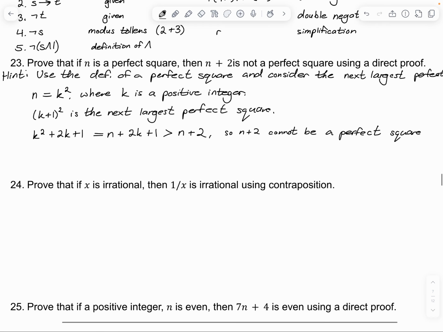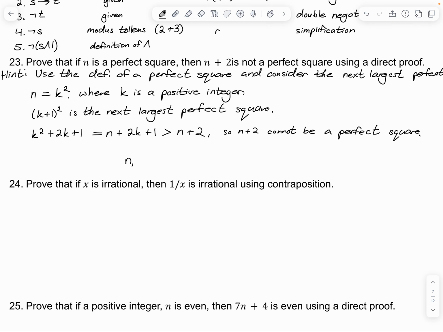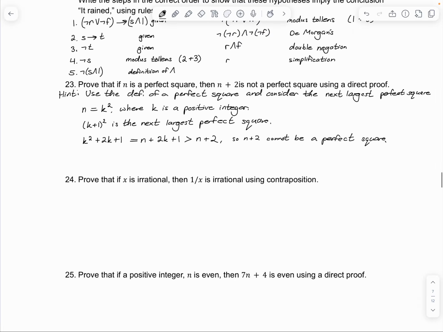Because we said n is the one perfect square, and then n plus 2k plus 1 is the next perfect square, the next one up. We skipped right over n plus 2. So we can't have n plus 2 as a perfect square.